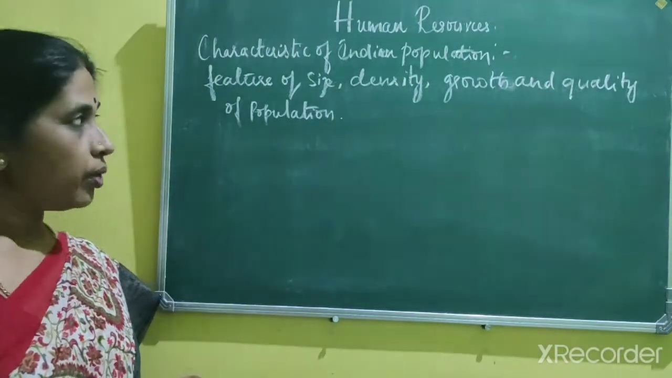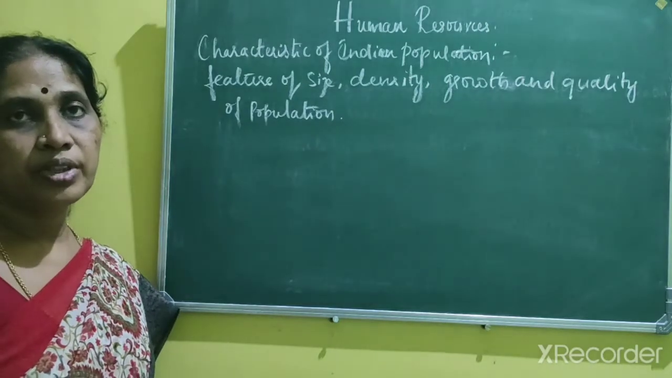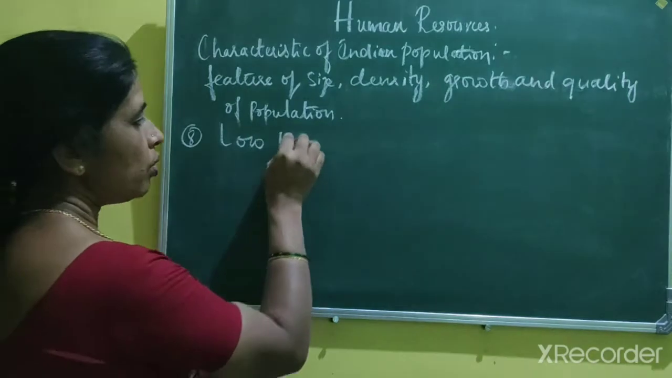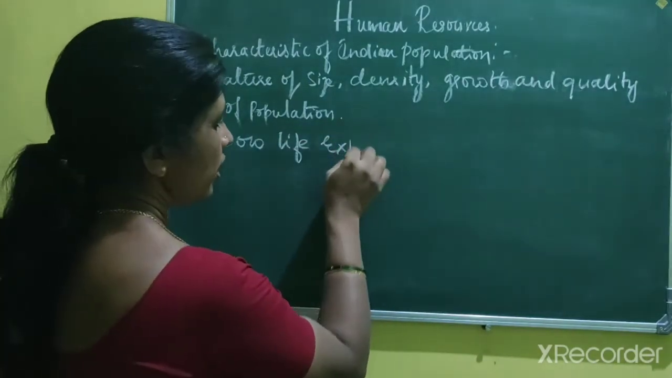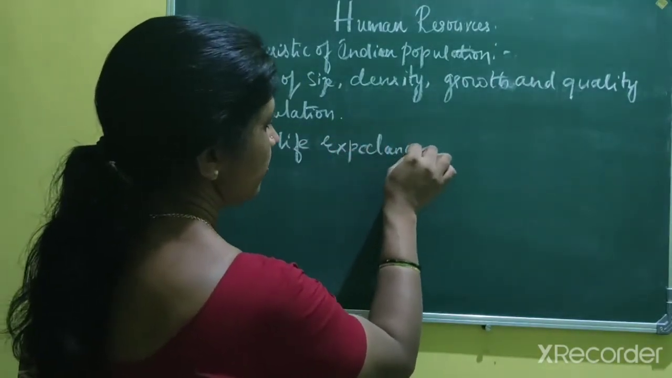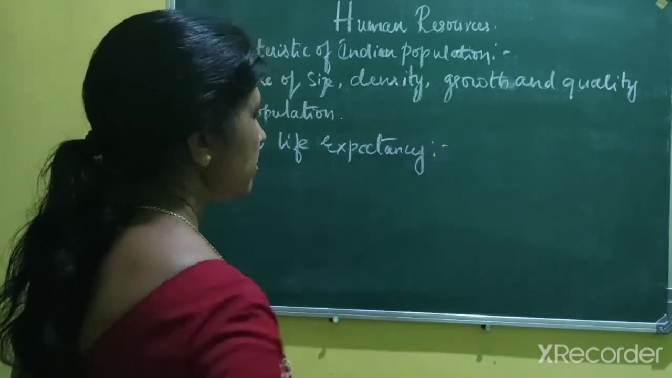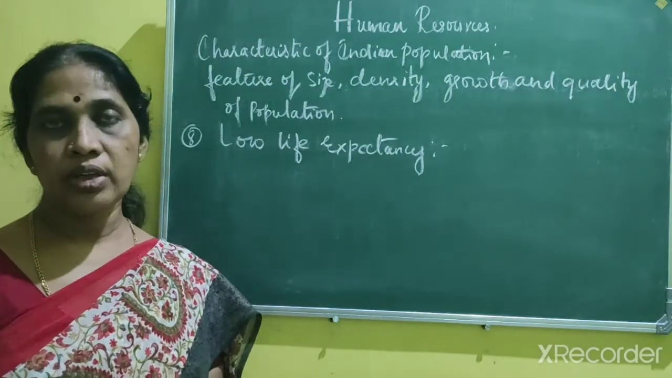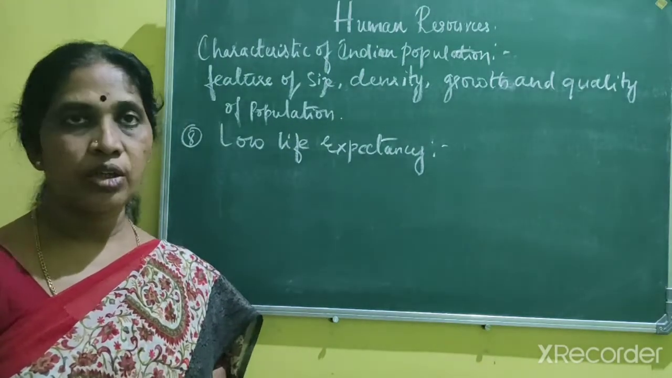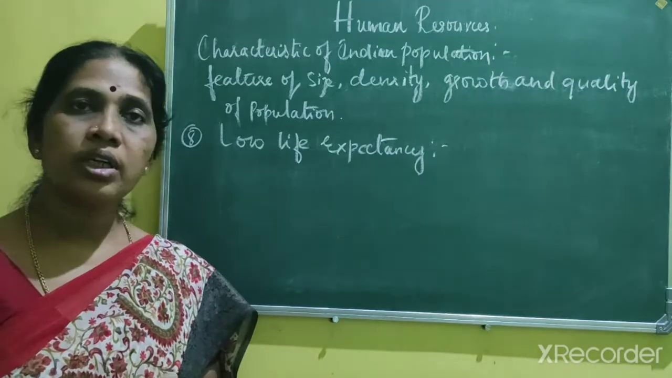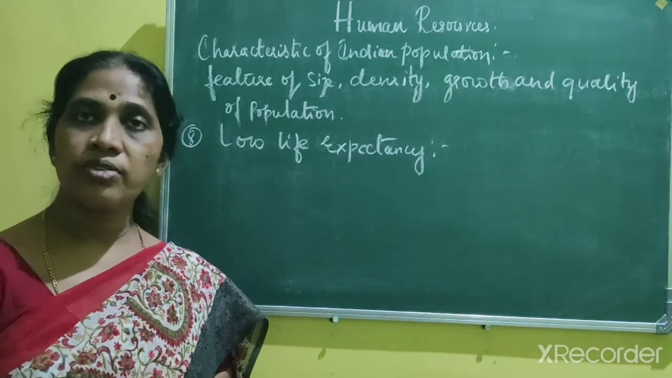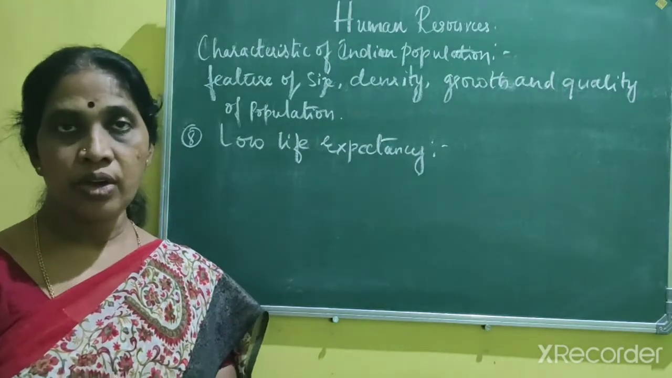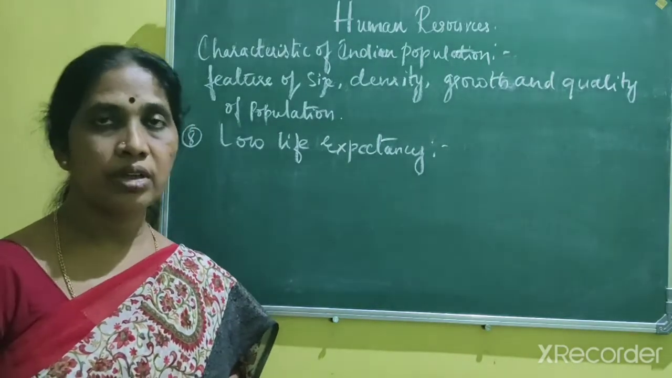So the next point, the characteristic feature of India's population is a low life expectancy. So what's the meaning of life expectancy? It means the average number of years a person is expected to live. The life expectancy in India is 65 years according to 2013, which is very less when compared to the other developed countries.